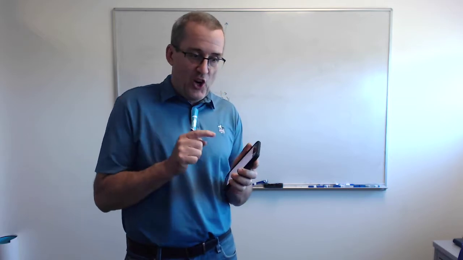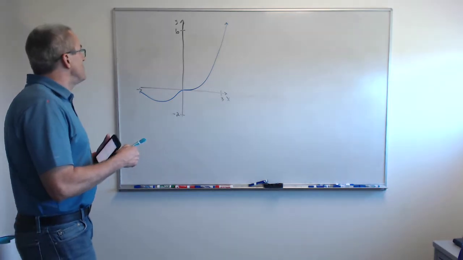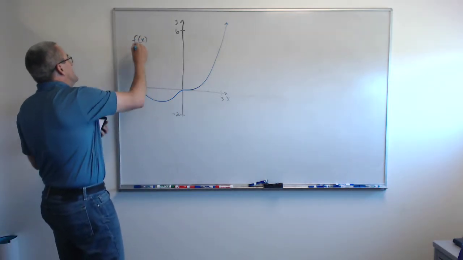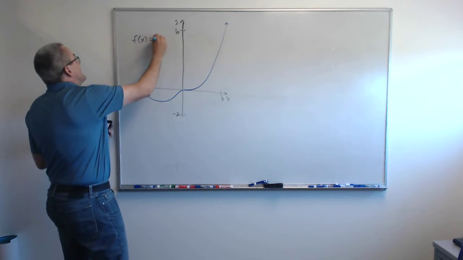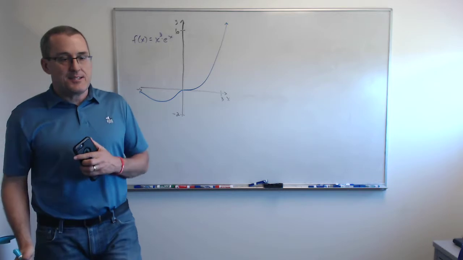For this video, it would really be best if you had Desmos at the ready, so you could do some work on it. The function I would like you to explore in this video is this one. I've drawn it up here, but it's the function f of x equals x cubed times e to the x. That's x cubed times e to the x.